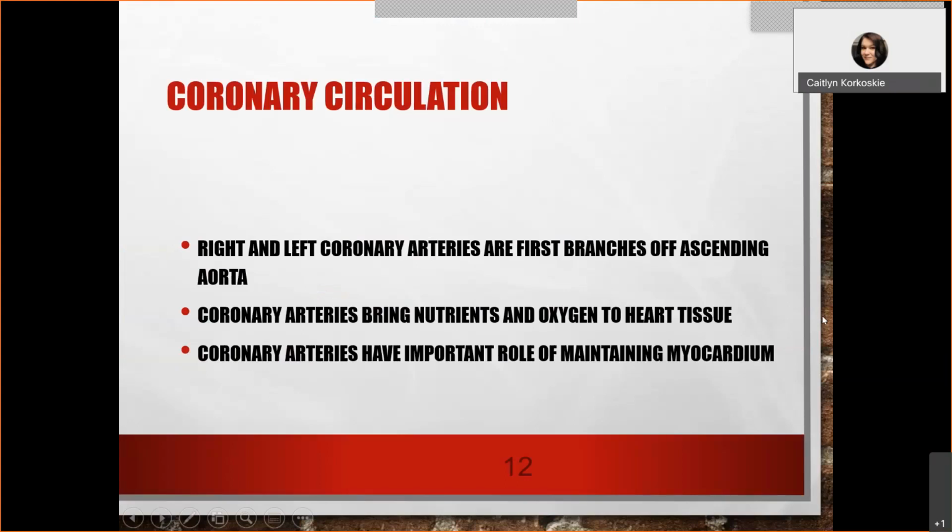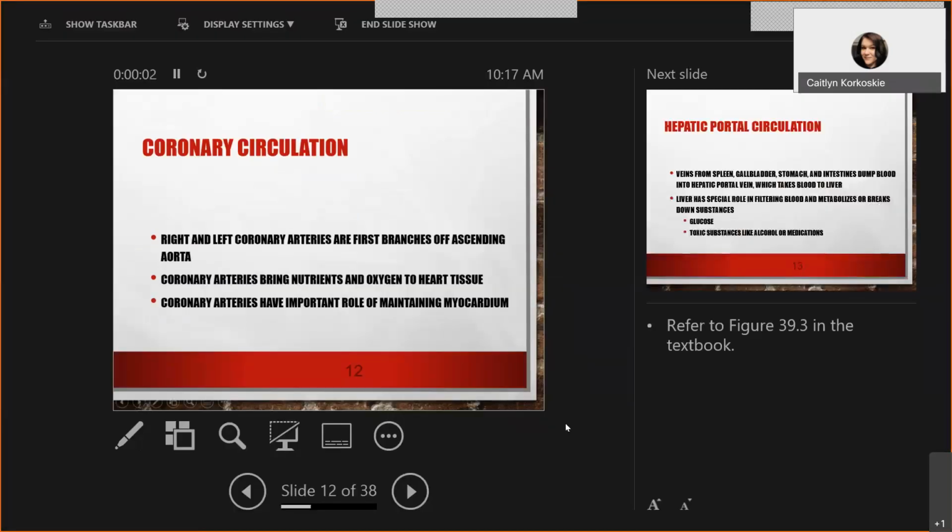All right, so coronary circulation. So the right and left coronary arteries are the first branches of the ascending aorta, and coronary arteries bring nutrients and oxygen to the heart tissue. Coronary arteries, of course, have an important role in maintaining the myocardium. So you want to make sure to look at figure 39.3 in your textbook. That'll give you a little bit of a better idea there.